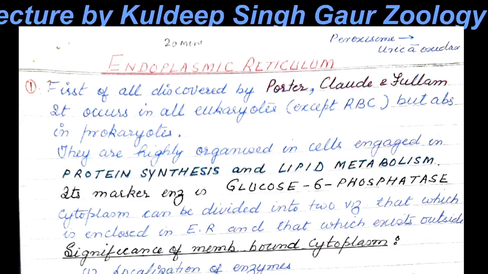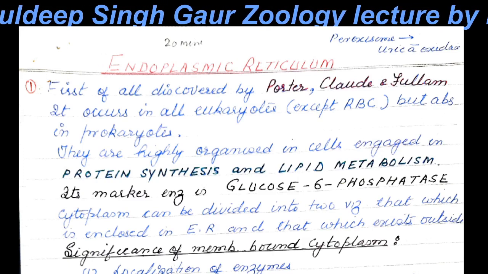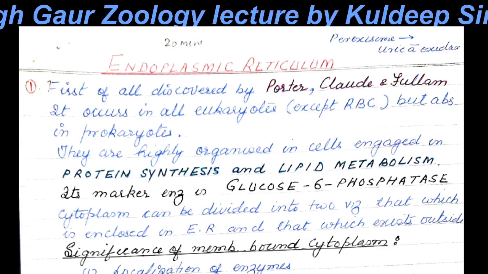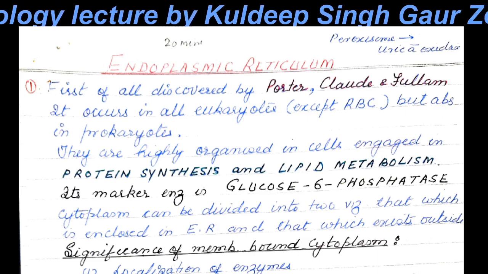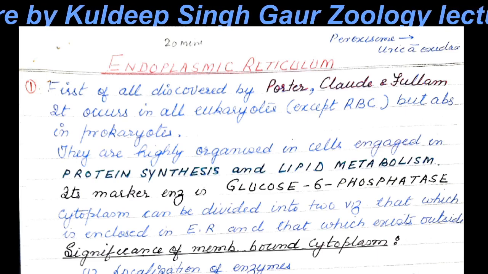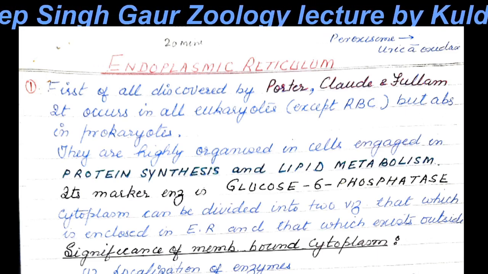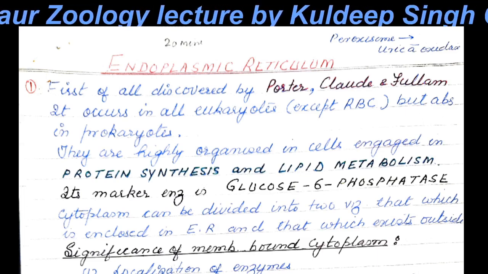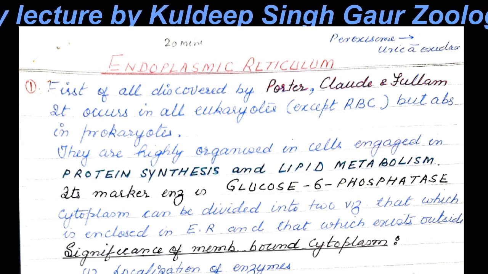Dear students, today we are going to study endoplasmic reticulum, which is a very important organelle of a cell. It is a membrane-bound organelle. It was first discovered by Porter, Claude, and Fuller, and found in all the cells of eukaryotes excepting RBC. But it is wanting in prokaryotes because they do not have membrane-bound organelles.